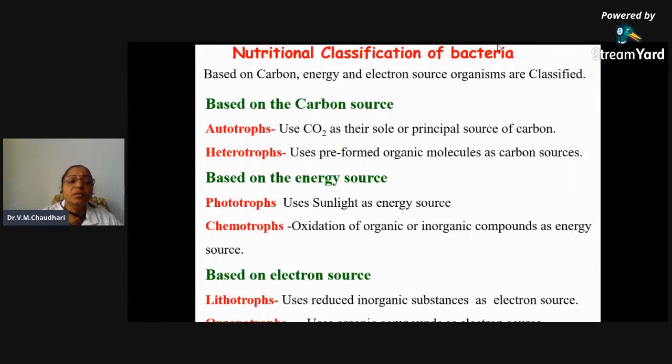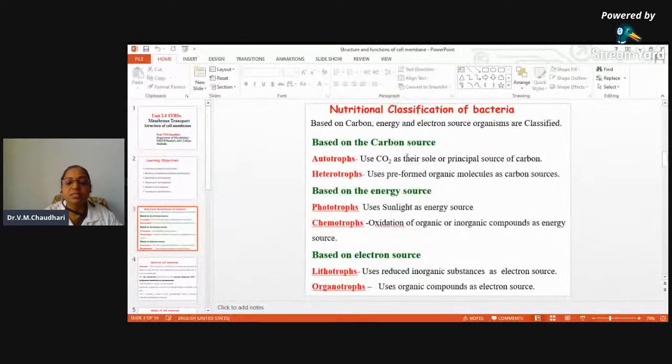Okay. So this is the nutritional classification of organisms. Do you have any difficulty in the nutritional classification of organisms, or do you get it?